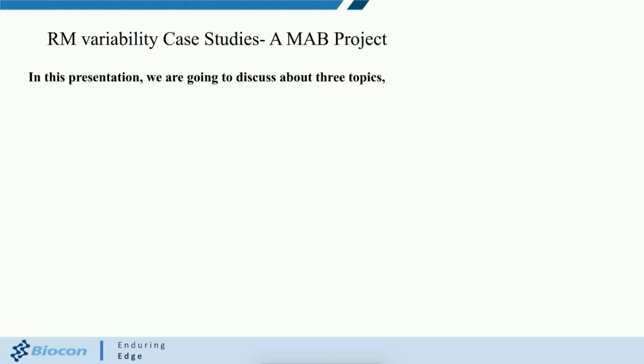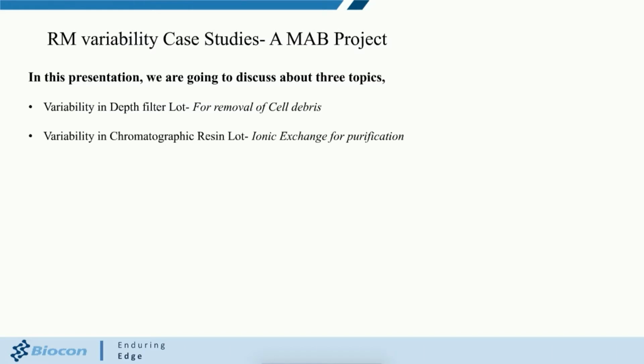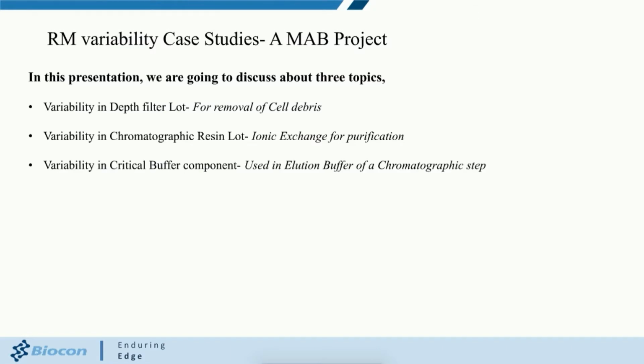So in this presentation, we are going to discuss 3 topics. Topic number 1, variability in depth filter lot. So depth filter, I mean for removal of cell debris from the monoclonal antibody process. Topic number 2, we are going to discuss the variability coming from chromatography resin lot. So basically this talks about ion exchange for the purification process. Topic number 3, we are going to discuss one of the critical buffer components used in the elution buffer of one of the chromatography steps. So we will see in each case how this has an impact on the manufacturing process on a routine basis.